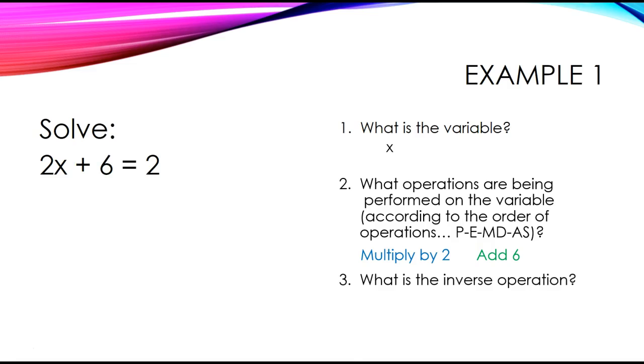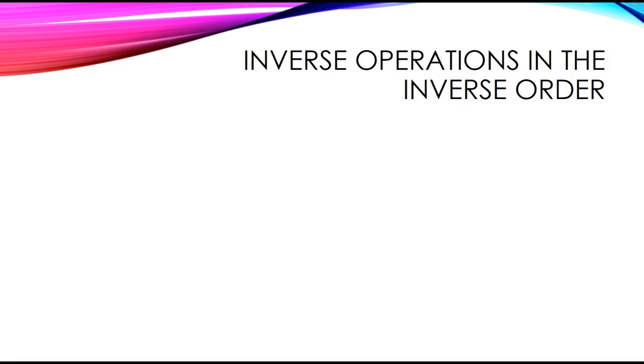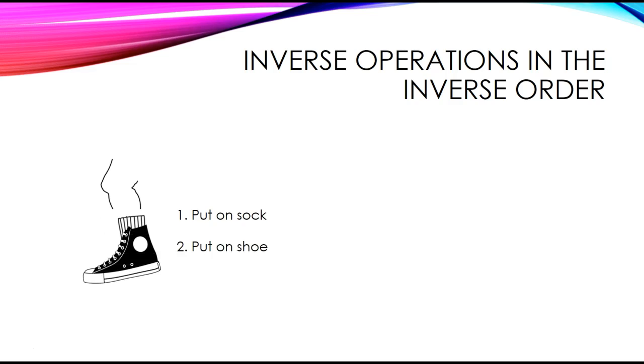So now we need to think about our inverse operations. To undo multiply, you divide. To undo addition, you subtract. But before we begin to solve, we need to consider truly what inverse operations do. So let's think of the simple example of putting on shoes and socks. So here you have a foot. The first thing we do is put on the sock. The next thing we do is put on the shoe.